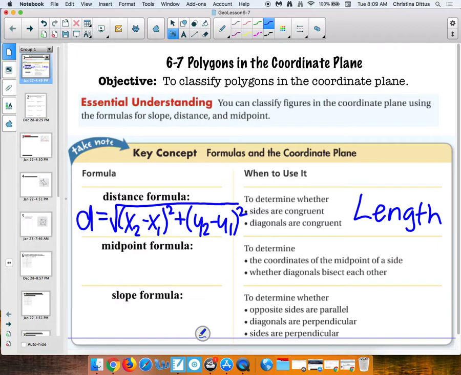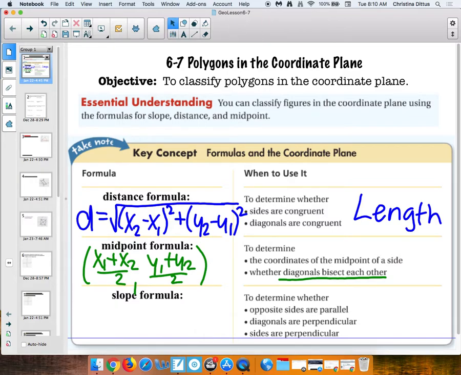So if we need to know that sides are congruent or diagonals are congruent, we are going to use our distance formula. Our midpoint: add your x's, divide by 2, add your y's, divide by 2. That tells us the coordinates of a midpoint, or more importantly, whether our diagonals bisect each other. If they bisect each other, the midpoint will be the same for both diagonals, because they'll cross in the middle.